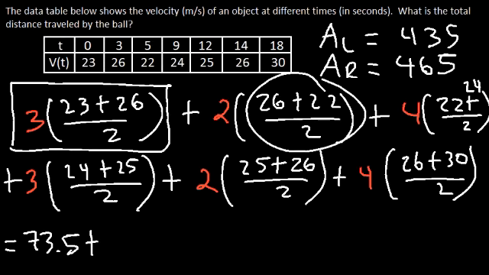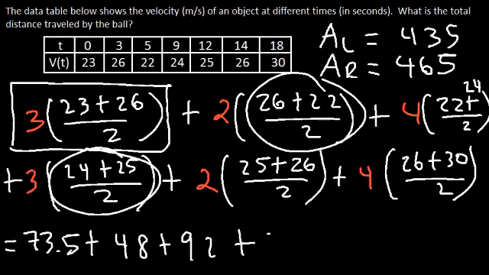The average of 22 and 24 is 23. 23 times 4 is 92. The average of 24 and 25, the midpoint, is 24.5. Times 3, that's 73.5. And the midpoint of 25 and 26 is 25.5 times 2, which is 51. The midpoint of 26 and 30 is 28 times 4. That's 112.